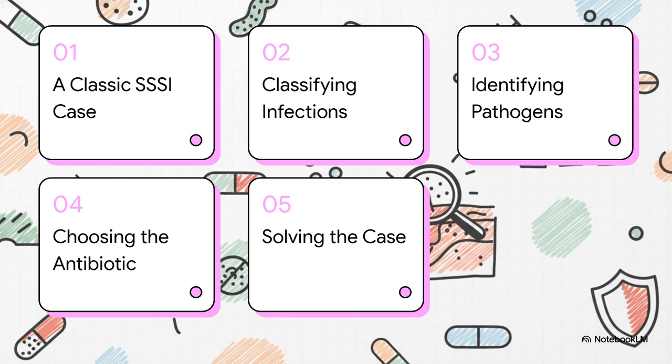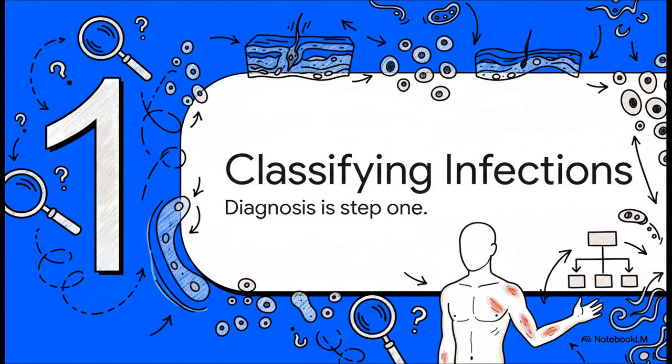So here's our game plan. We're going to classify the infection, figure out the bug we're likely fighting, pick the right drug for the job, and then we'll loop all the way back to solve our opening case. It's a really logical flow that's going to get you to the right answer. All right, first things first, the most critical step is getting the diagnosis right. How the infection actually looks and feels gives us so many clues. Seriously, getting this part right is the foundation for everything else that follows.